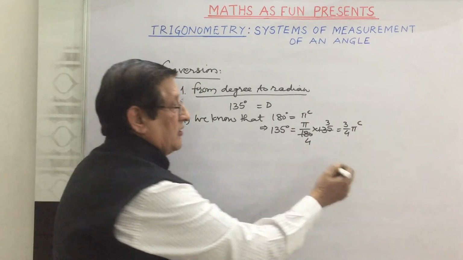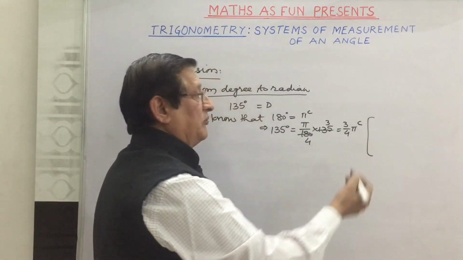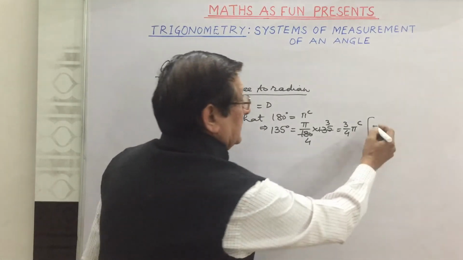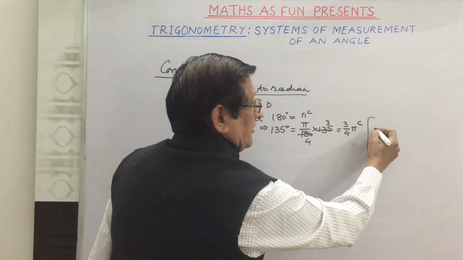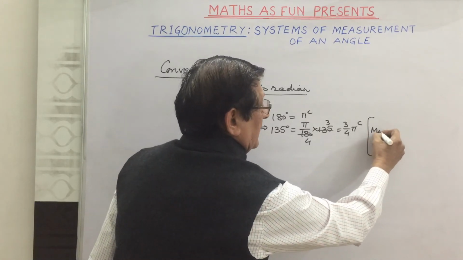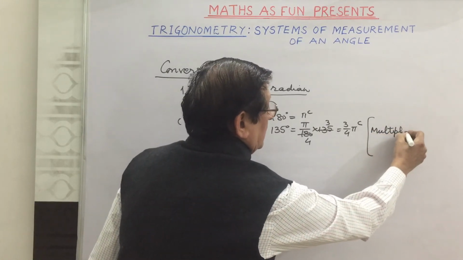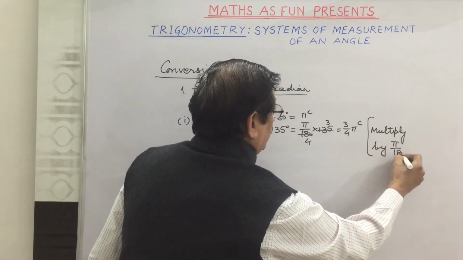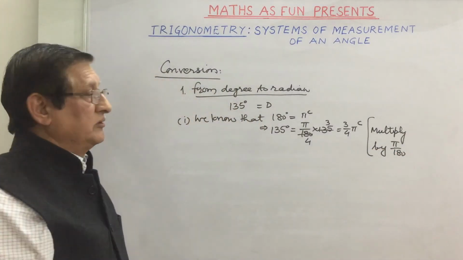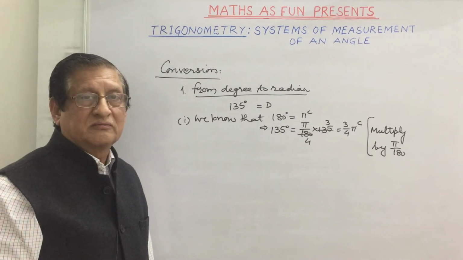It means we can use it as a shortcut formula also: any angle in degrees we can multiply by pi upon 180 to convert into radians.